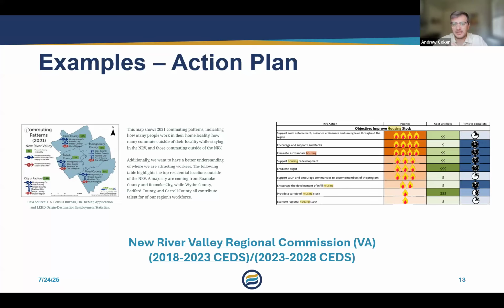So with that, this is just a basic example of a breakdown of an action plan. You can see at the top the objective is to improve housing stock. And they added, I think, a helpful prioritization with the fires. Is this a 4-alarm fire? Is this a 3-alarm fire, 2-alarm, 1-alarm? You can see how they estimated not only the priority based on feedback from communities and the data they collected, but also the time to complete.